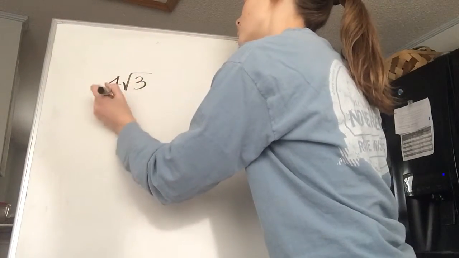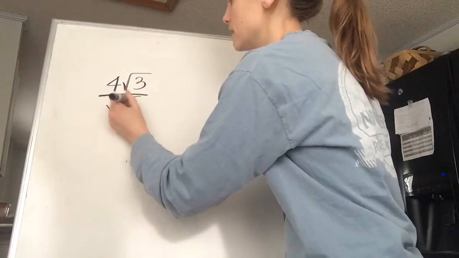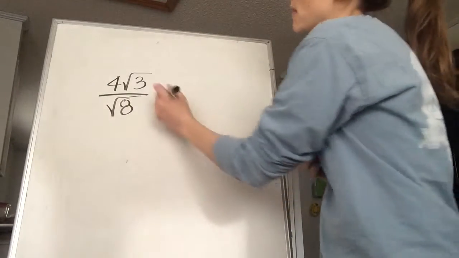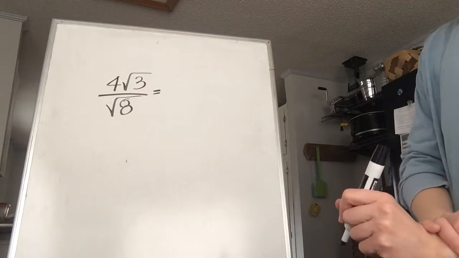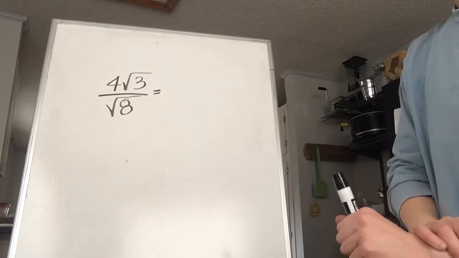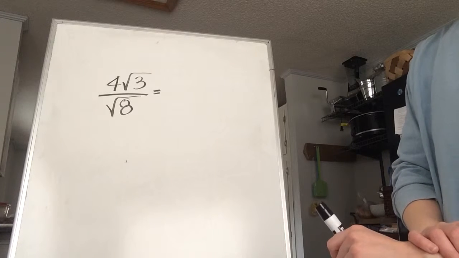Four times the square root of 3 over the square root of 8. Okay, so there are a couple ways that we can work this out. If you're used to multiplying by the radical that's in the denominator, then we can. We're trying some larger numbers to reduce later, but it's not a big deal.